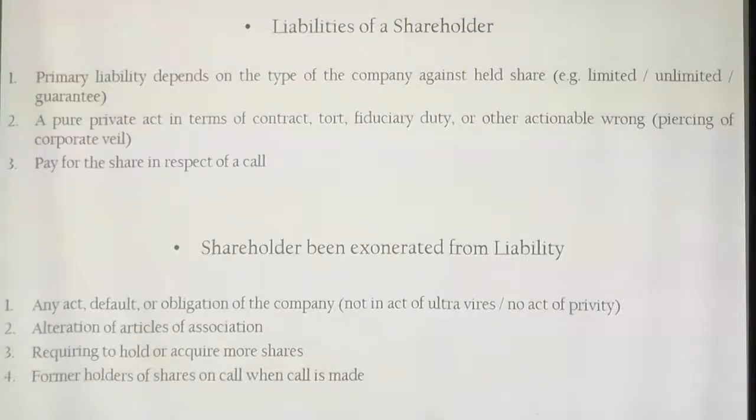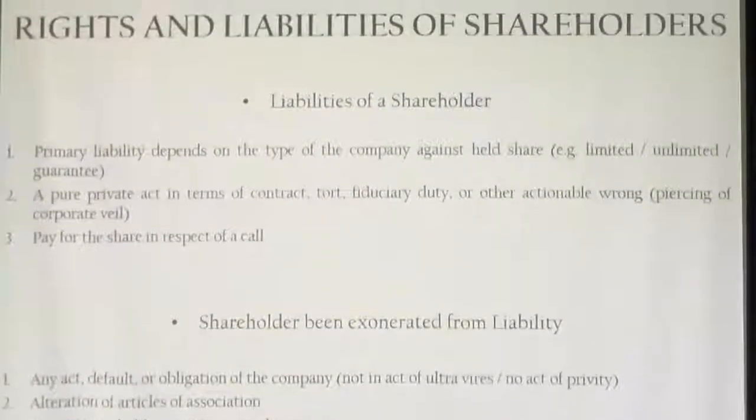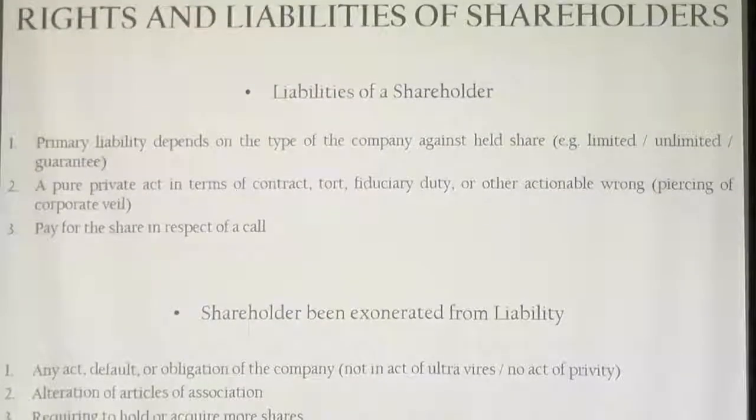What are the liabilities of a shareholder? Primary liability depends on the type of company against the held share, whether the liability is limited, whether the liability is unlimited or whether the liability is guaranteed, under guarantee. Also, a pure private act in terms of contract, a pure private act of a shareholder would mean that he breached the contract law, he breached the tort law, he breached the fiduciary duty or what is in trust or other actionable wrong. And in such a case, we apply the rule of piercing the corporate veil, which I would explain to you all in a later discussion in this series of lectures.